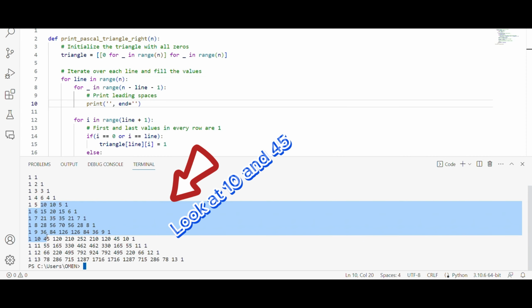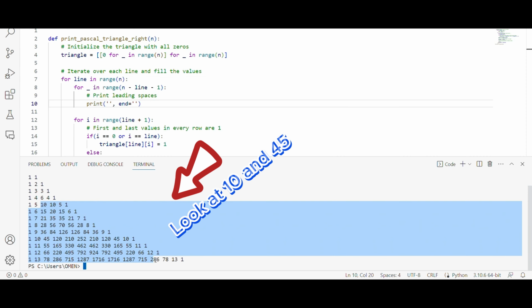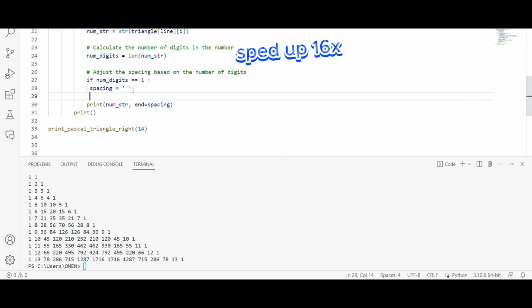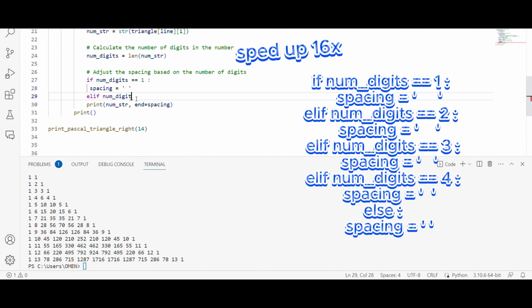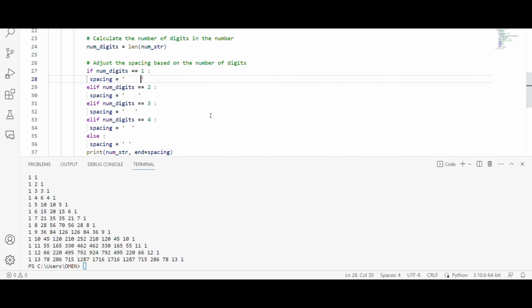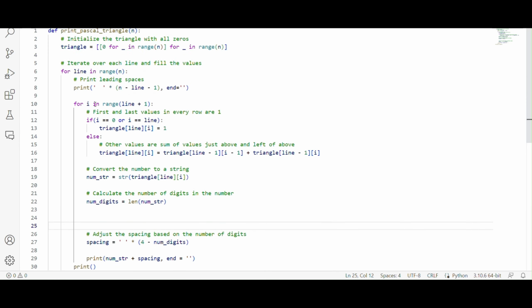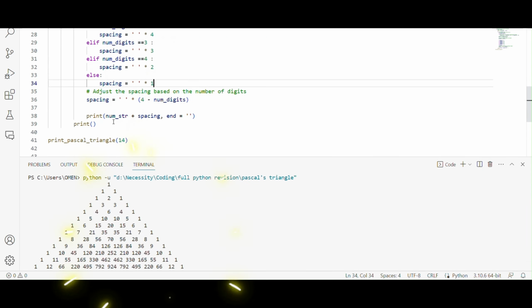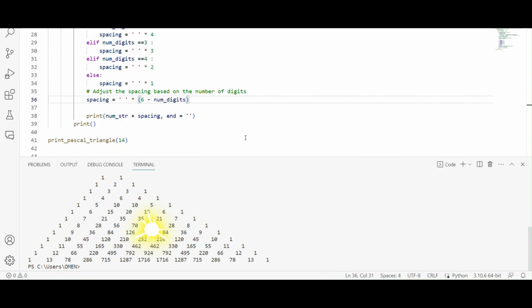I realized that the right triangle's structure was disrupted by the appearance of two-digit numbers. To rectify this, I devised an algorithm to adjust the alignment based on the number of digits. The result was astonishingly effective. I applied the same principle to the isosceles triangle, tweaking the code here and there. While it improved, it didn't quite hit the mark.